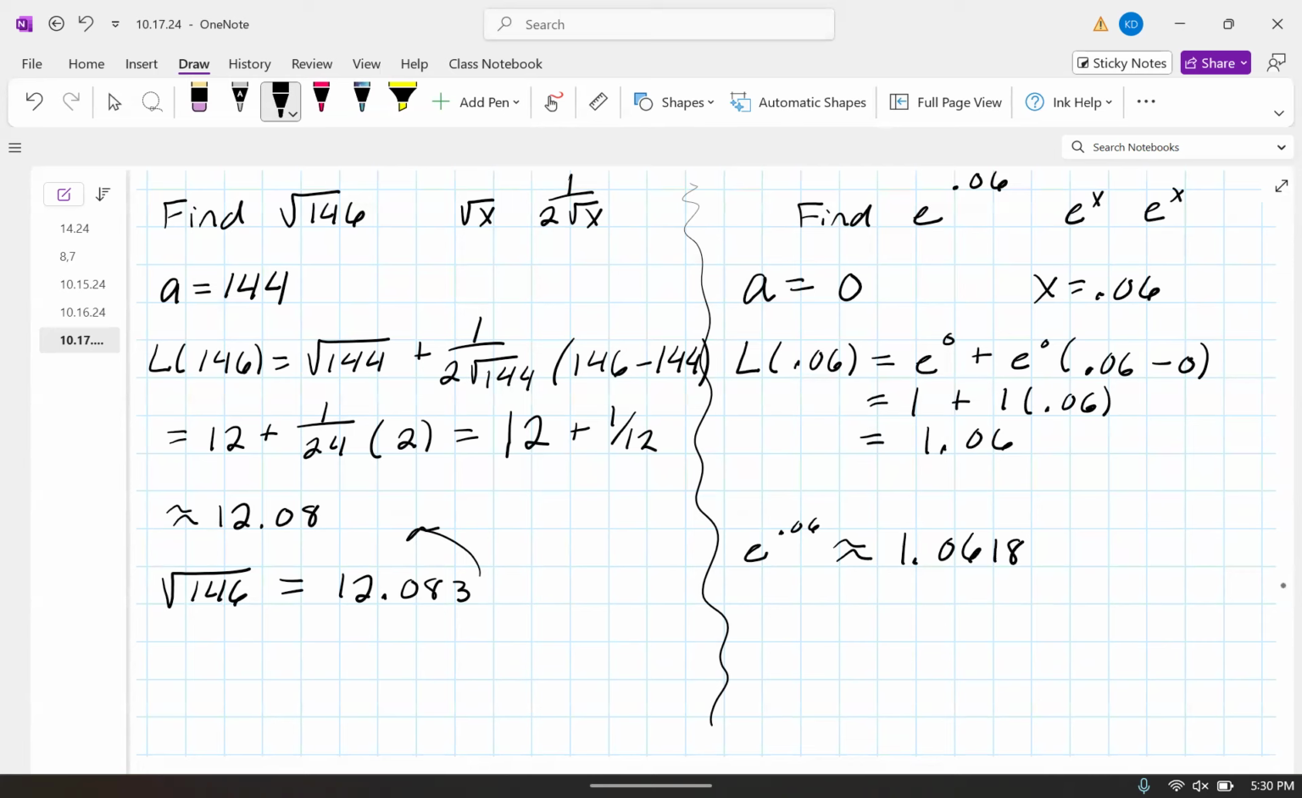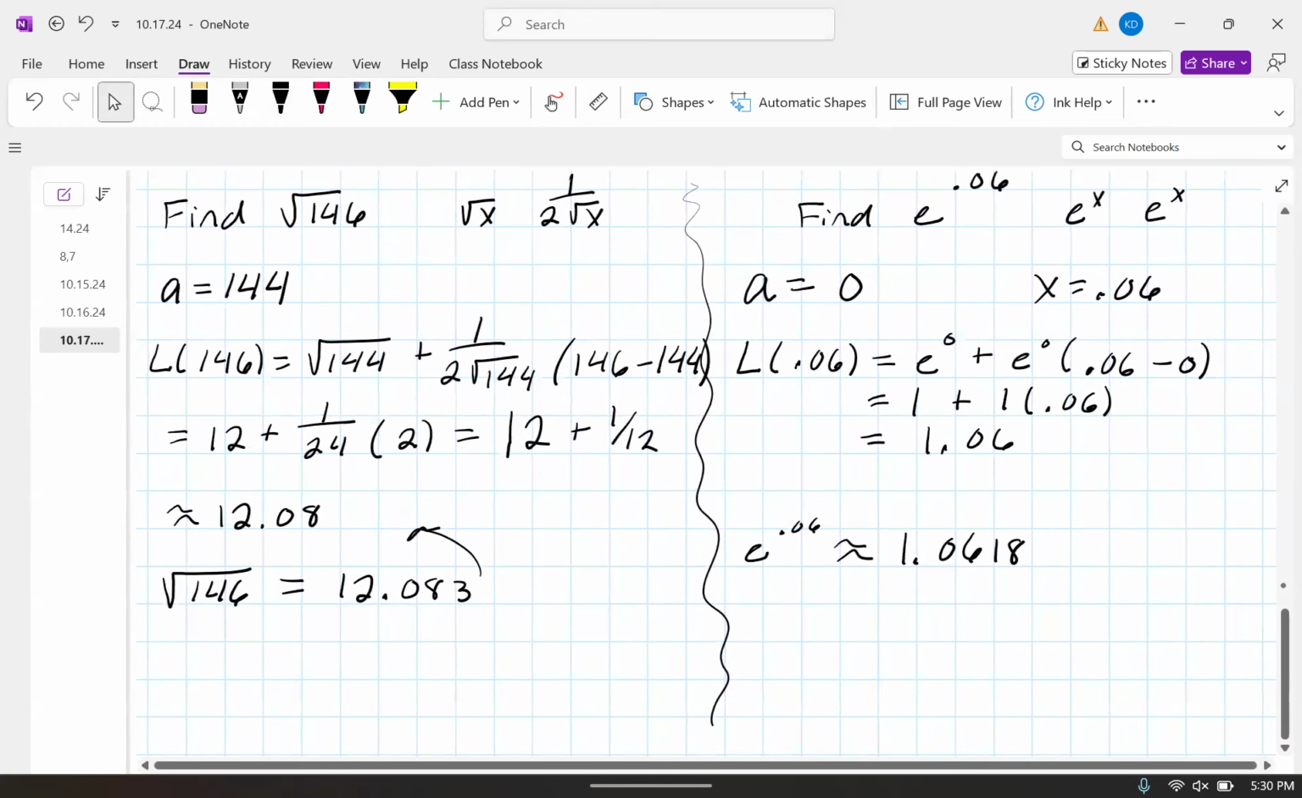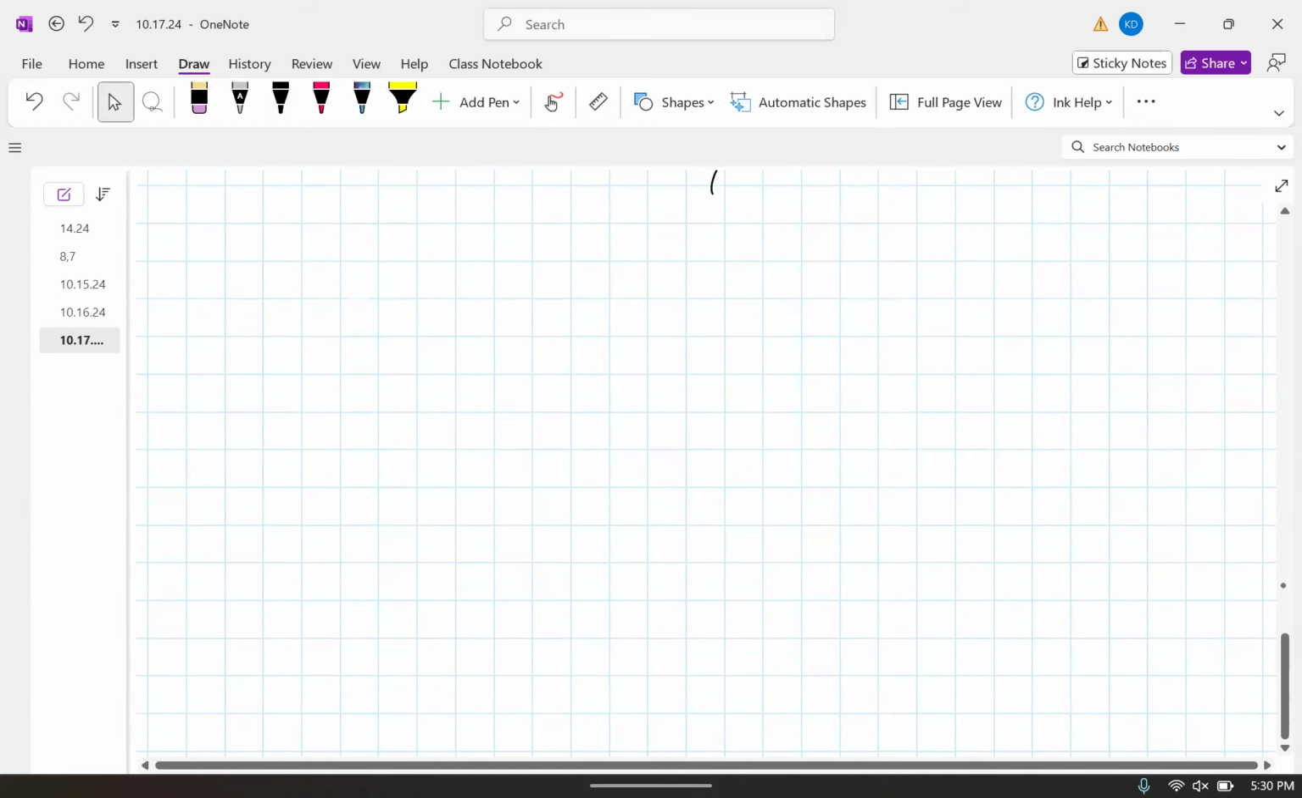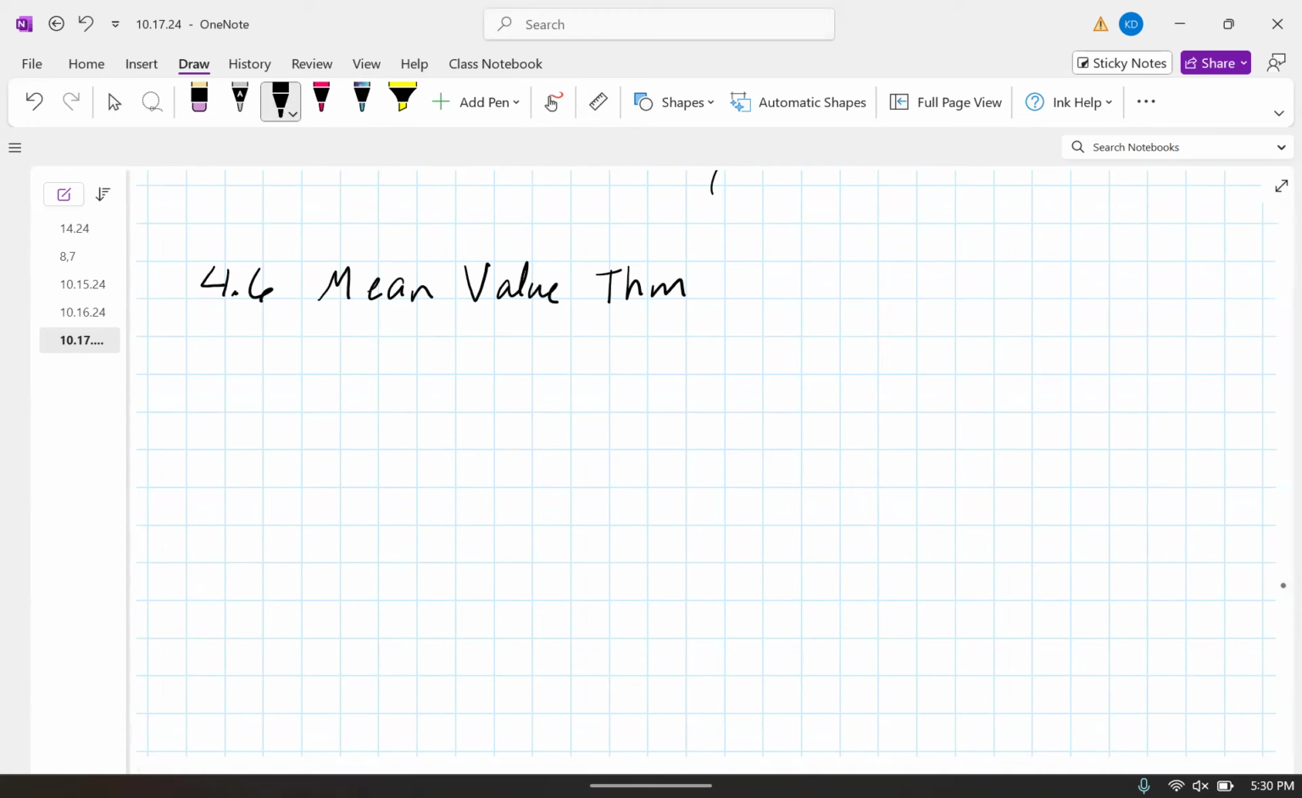The next piece of what we have today is a little bit longer, but it's not terrible as theorems go. Section 4.6, we have the mean value theorem. The first theorem we're going to look at is actually a special case of the mean value theorem. Both of them are pretty straightforward. This is called Rolle's theorem.